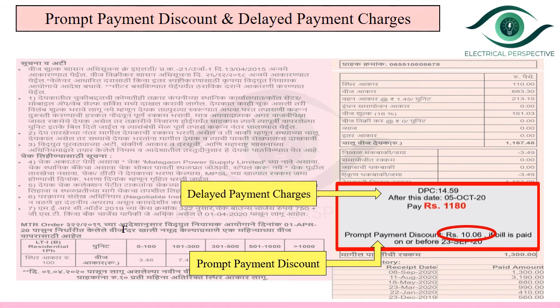Then next one is the delayed payment charges. In case the electricity bill is not paid within the due date mentioned on the bill, here you can see the due date is 5th October 2020. Suppose you fail to pay the bill amount within the due date, then the delayed payment charges on the billed amount including the taxes, duties, etc. shall be levied on a simple interest basis at a rate of 1.25% on the billed amount. Means you have to pay 14.59 rupees after the due date.